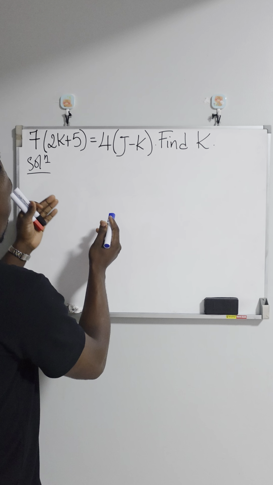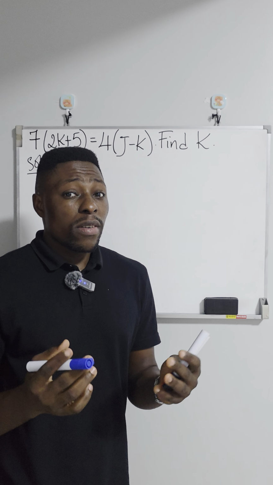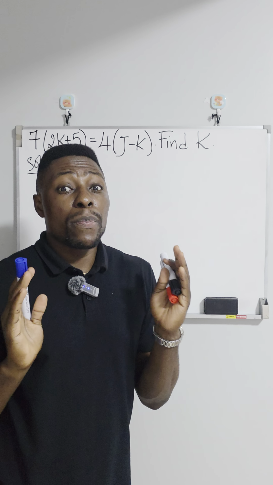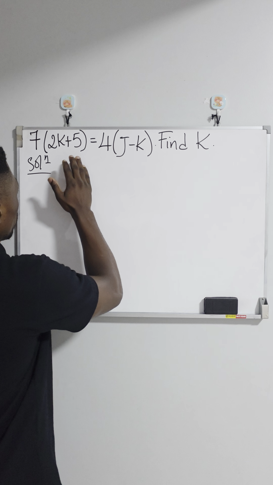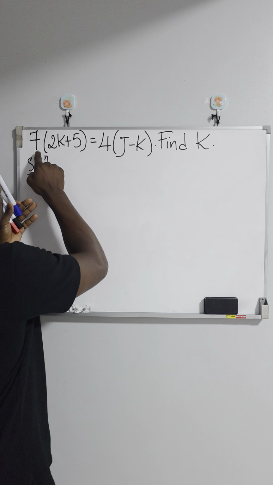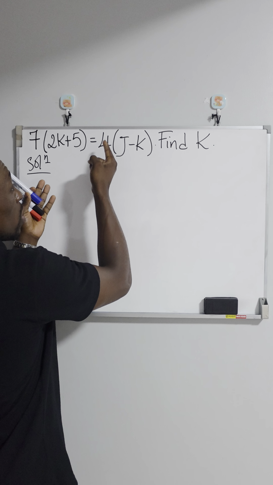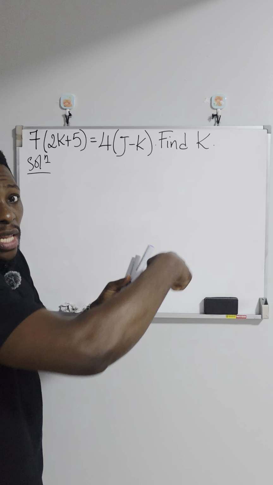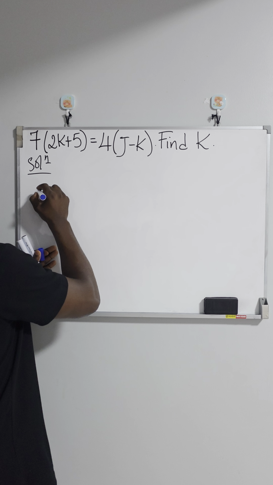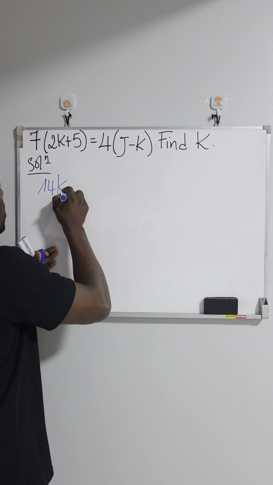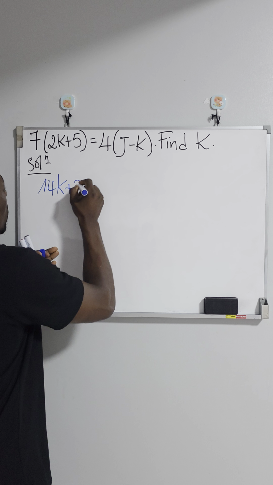But notice that there are parentheses here, and we know that in mathematics, whenever we have a series of operations, we prioritize the parentheses first. So what we would do next is what we call expansion, whereby the term outside the parentheses will multiply every term in the parentheses. So follow me. 7 times 2k gives us 14k, and we have a plus sign here. 7 times 5, which is 35.